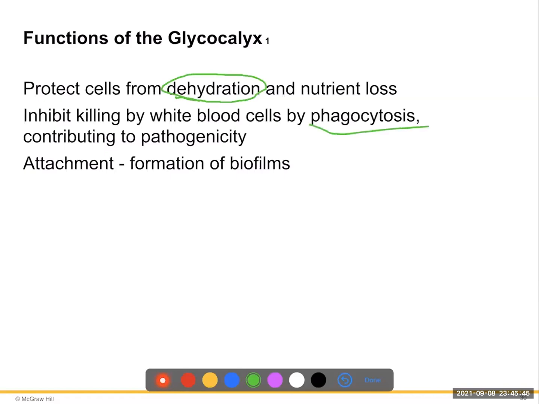Remember, white blood cells react, they're triggered, they basically undergo phagocytosis and eat the pathogens. This glycocalyx layer, if it's the slime layer or the capsule layer, protects it from this white blood cell response. And it forms like a biofilm over the bacteria.